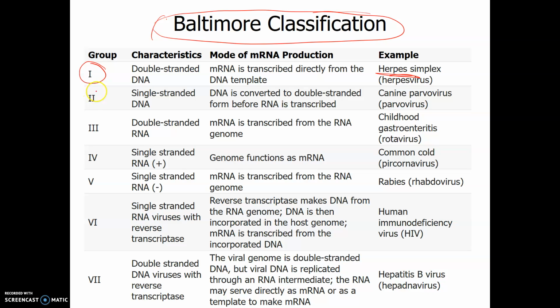Then you can have single-stranded DNA. And in this case, it still keeps it pretty simple because your single-stranded DNA simply converts itself into a double-stranded form and then transcribes messenger RNA, and then the messenger RNA is translated into protein. So it's just one step extra.